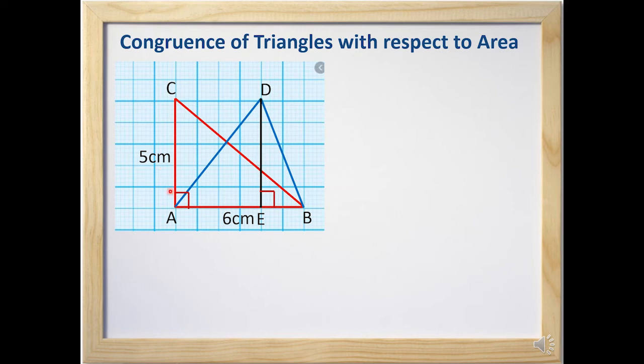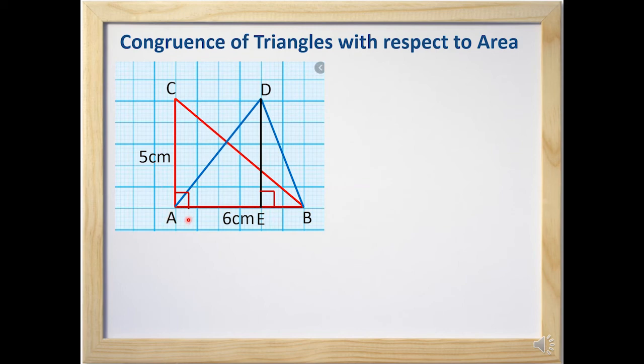So here I have drawn two triangles, ABC and ABD. Can you all see, children? Yes. Here the base of both the triangles is the same. That is, AB is the base for both the triangles ABC and also for ABD. Understood?